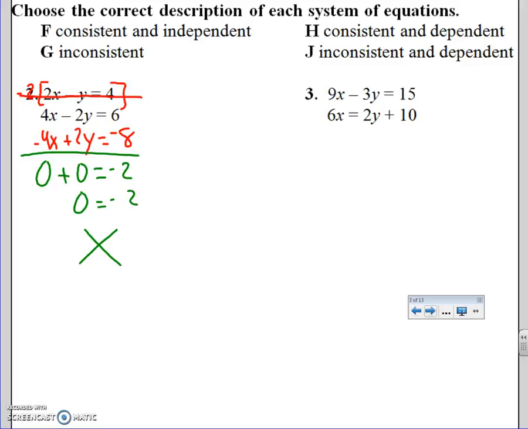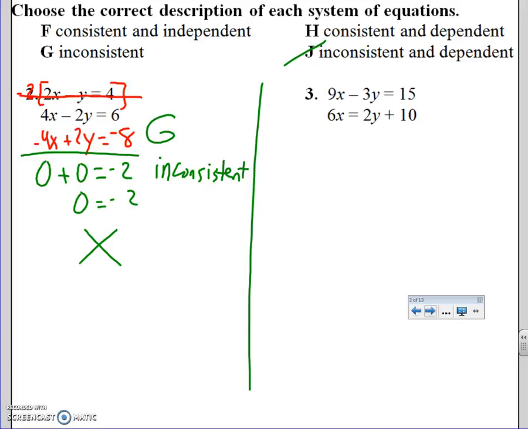This is no solution. Which is no solution? Inconsistent, G. Alright, inconsistent is always by itself. You can't have J. J is a bogus answer. Inconsistent. Alright, try this next one.